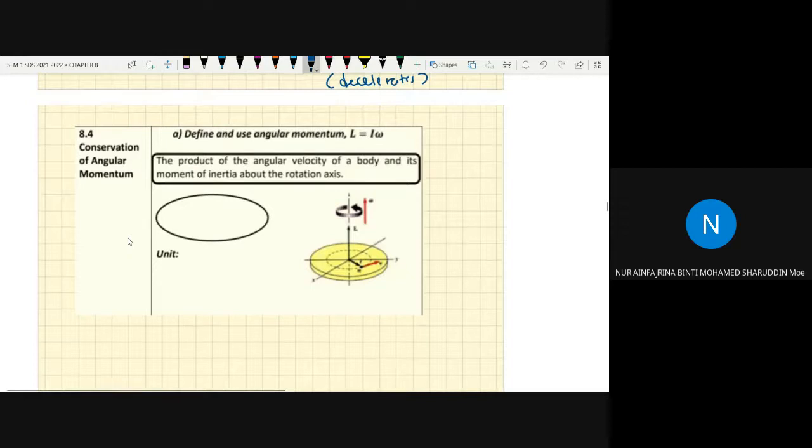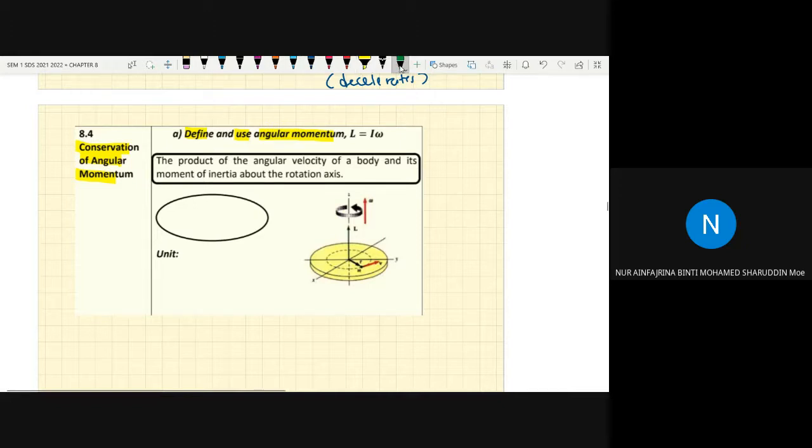Okay, before Miss pergi jauh, Miss just nak cakap. So conservation of angular momentum ni, dia lebih kurang macam momentum. Cuma bezanya, momentum dalam linear motion atau kita kata translational motion, tetapi angular momentum adalah dalam rotational motion. Boleh bezakan tak? Konsep dia sama, cuma satu rotational dan satu lagi linear motion. So the last part is conservation of angular momentum. So the first learning outcome is define and use angular momentum.